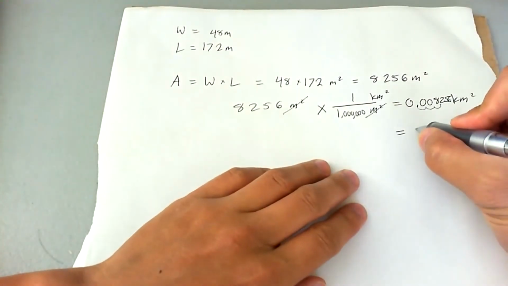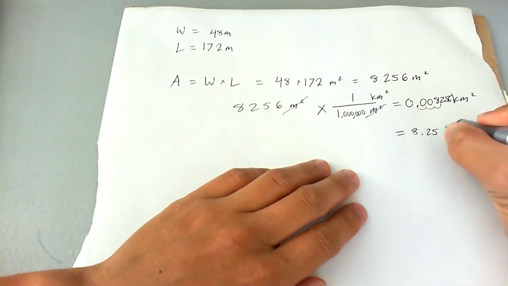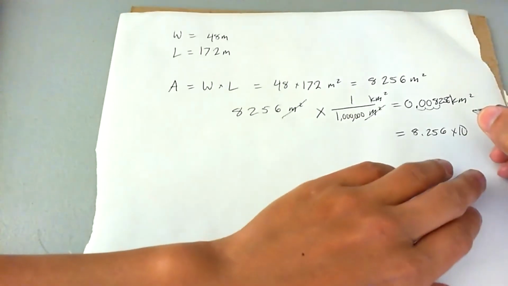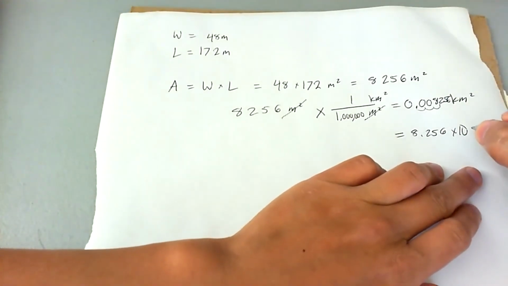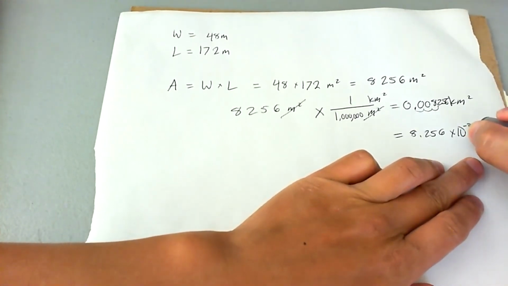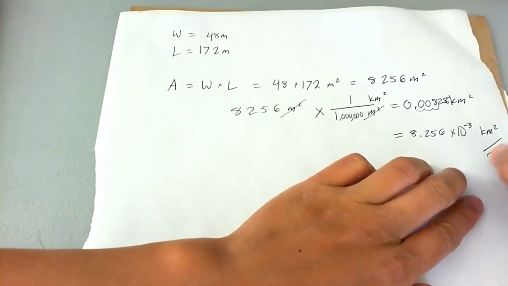So we're going to go ahead and say 8.256 times 10. And since I moved the decimal place over 3 times to the right, that would have to be made up with this exponent with the 10. So that means this will then be times 10 to the negative 3 kilometers squared. And that's your answer.